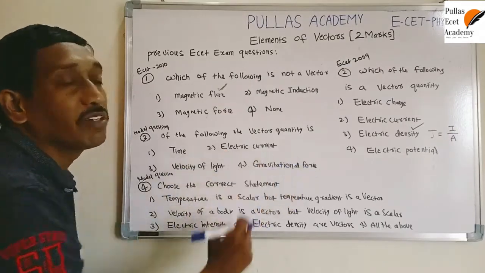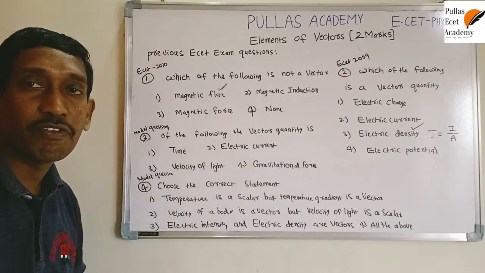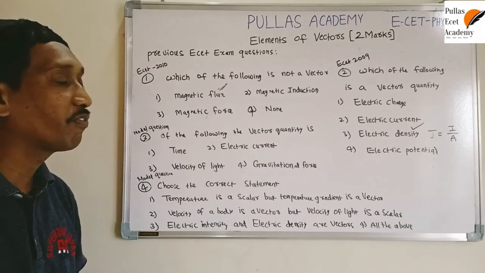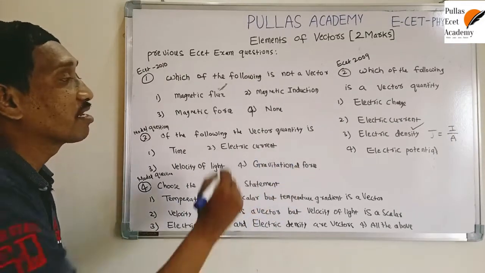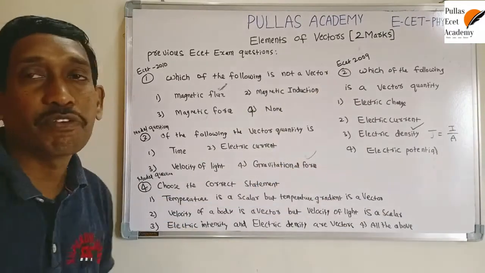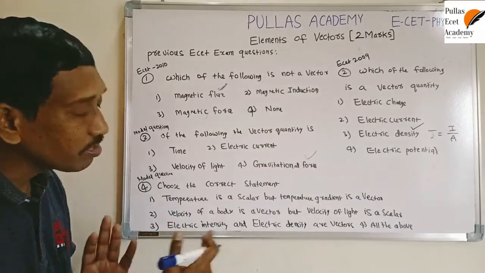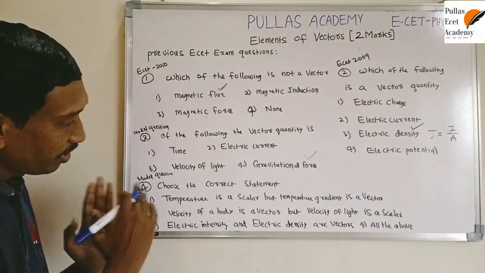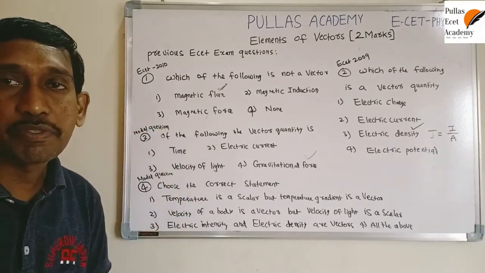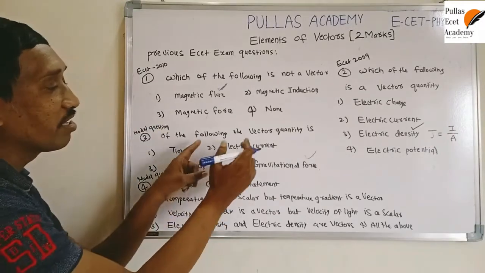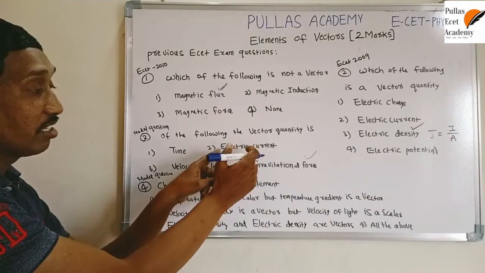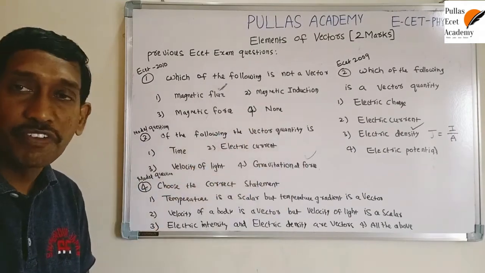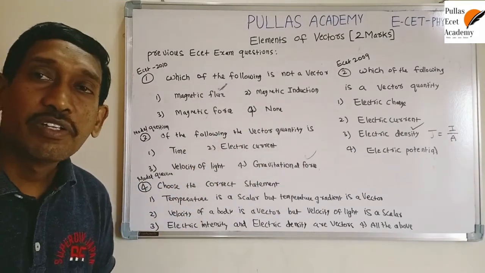Whereas gravitational force, electric force, magnetic force, these are all nothing but force. That's why it is called a vector. That's which is correct here. Gravitational force is the correct option. This is the analysis. So we have to observe each and every option, and which question this answer is for. If you understood, then you got clarity.